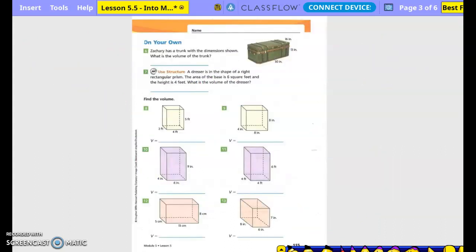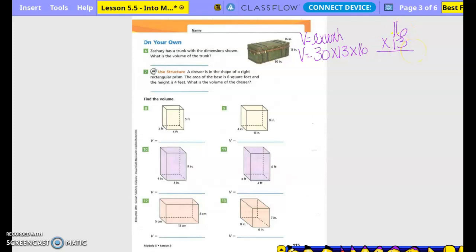On your own, number 6, Zachary has a trunk with the dimensions shown. What is the volume of the trunk? So what is my formula? Okay, volume equals, or technically 16 is the width, right? Okay. All right, so let's take 16 times 13.